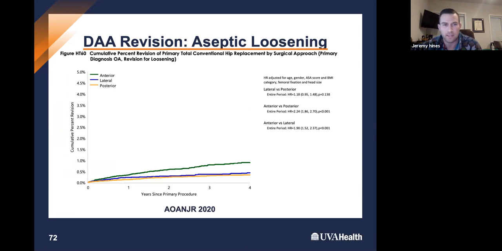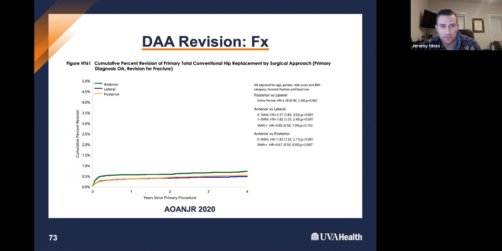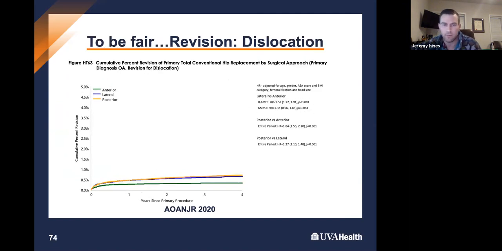Here again is percent revision of primaries for anterior, lateral, and posterior. And you can see that the anterior for the diagnosis of loosening is much higher. Here is for fracture, anterior is higher. And these may be small numbers, but they're still relevant. And then to be fair, when you look at dislocation there, the posterior approach is surprisingly, the lateral approach was up there as well, which is not something that I would have necessarily expected.